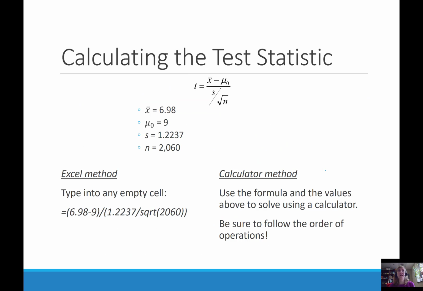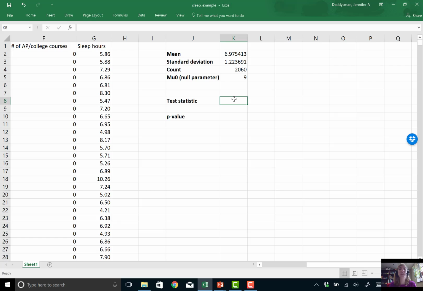Now let's calculate the test statistic. I recommend using Excel, especially the cell referencing capabilities, to do this calculation. Remember to use lots of parentheses and to follow the order of operations. Please pause this video while you make this calculation. In Excel, I can select an empty box and type equals and then the formula shown on the slide. I will use cell referencing by clicking on the boxes where each value is contained.